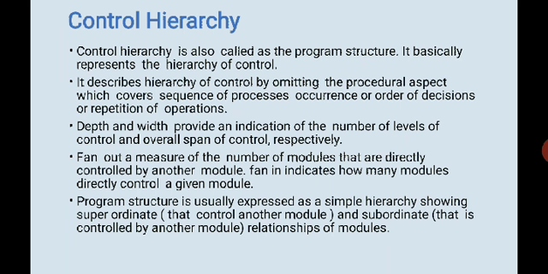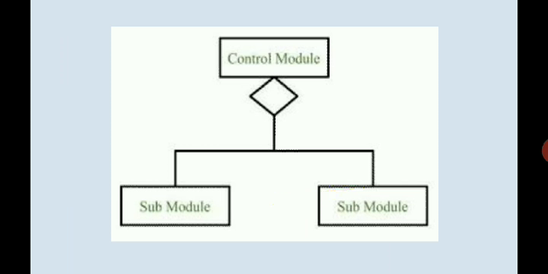The program structure is usually expressed as a simple hierarchy showing superordinate and subordinate modules. The one on the top will be superordinate and the one on the lower level will be subordinate. If we look at this next figure, there's a control module and it has two submodules. These two submodules are under this control module. The control module is the one that guides and has the power to decide which module to control and which way to move, wherein these two submodules are independent of each other, but they are being controlled by the module on the top, that is the control module.